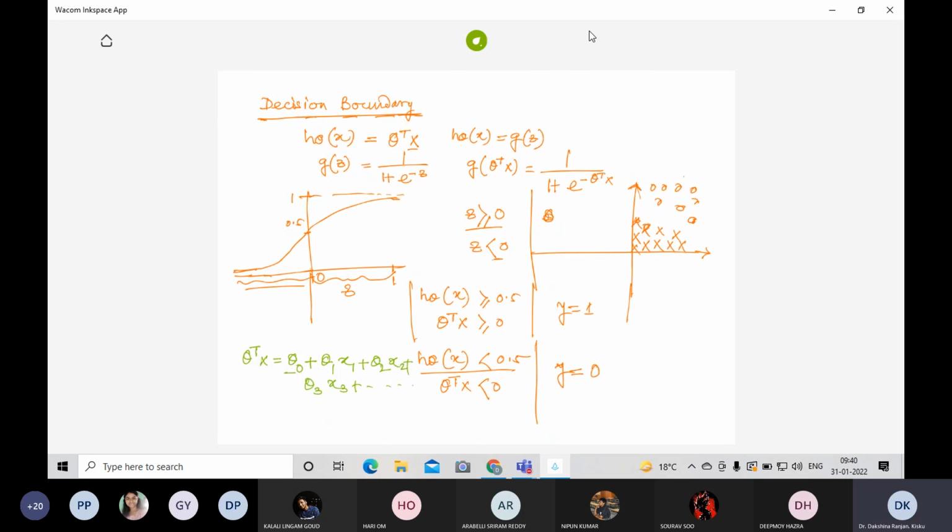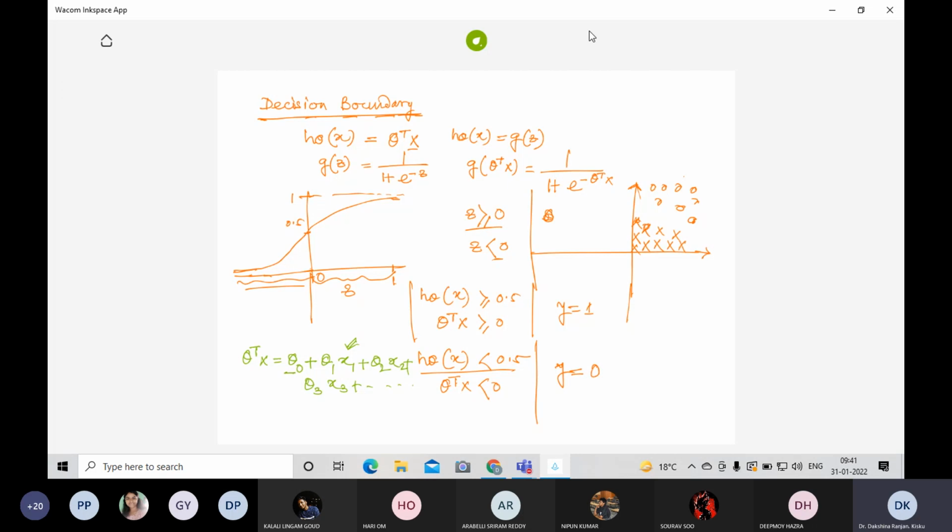Now we don't know the values of theta 0 to theta n; we have only been provided with the data points. That means we know the values of the data points, but we don't know the model parameters. So we have to estimate the model parameters in this hypothesis representation.